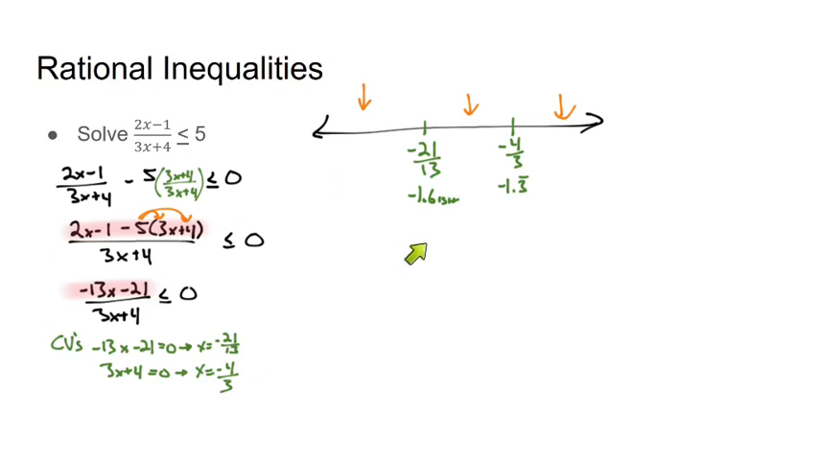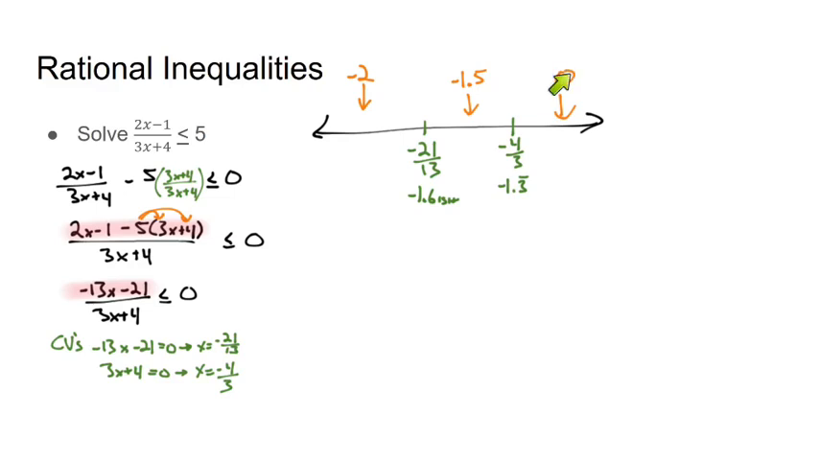Over here, I need a number that's less than negative 1.6, so how about a negative 2? Here's one that's a little bit harder. I need a number in between negative 1.3 and negative 1.6. How about a negative 1.5? That's a pretty small gap. And then lastly, let's pick a number that's greater than that. How about 0 for easy math?